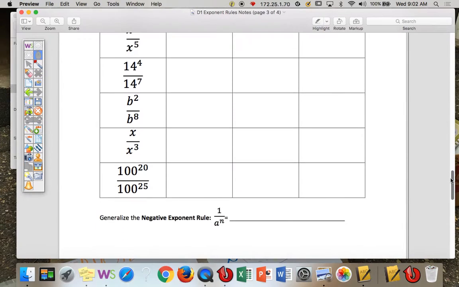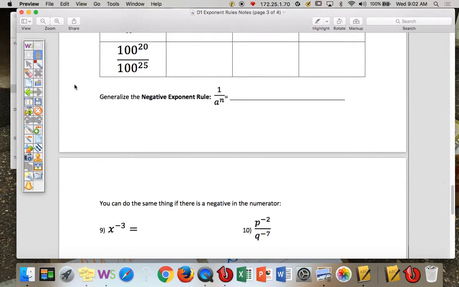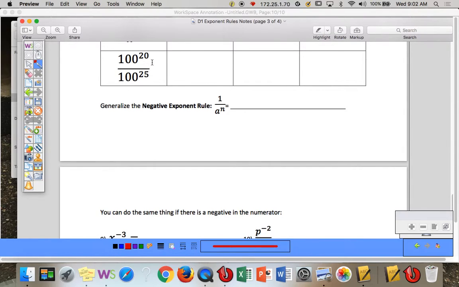So let's do the last one here and then generalize. So thinking about canceling, if you have 20 hundreds on top and 25 on the bottom, when you cancel, how many are left and where? Well, we would have 5 hundreds less on the bottom, and that's equivalent to 100 to the negative fifth power if we use the quotient rule, 20 minus 25.